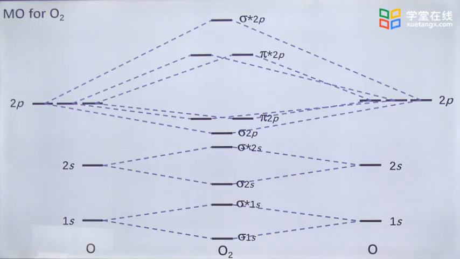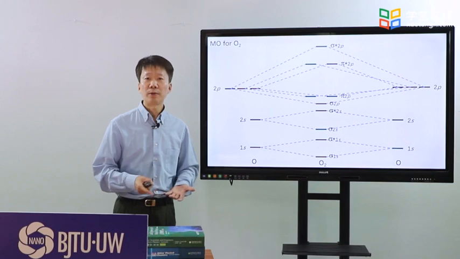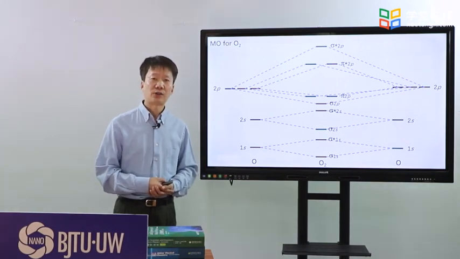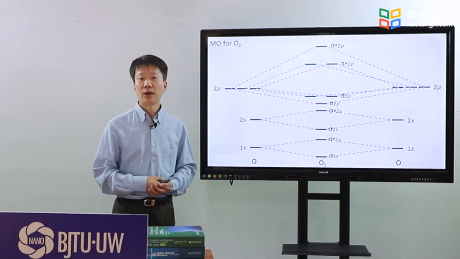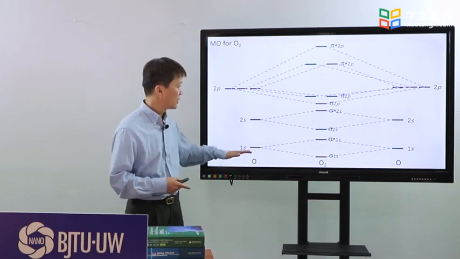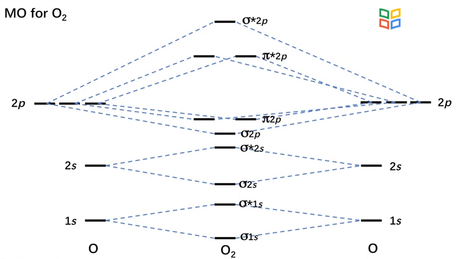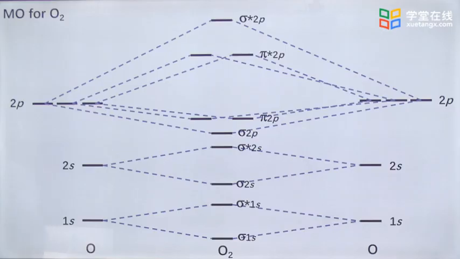Here is the energy level diagram, or say molecular orbital diagram, for dioxygen. The contribution of each oxygen atom to the dioxygen molecule is guided with blue dashed lines. From the bottom up, two 1s orbitals form sigma 1s and sigma 1s star orbitals. Star denotes an antibonding orbital. The 2s orbitals compose sigma 2s and sigma 2s star.